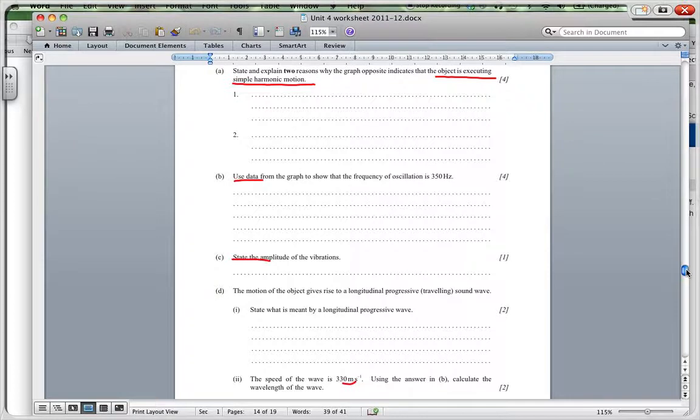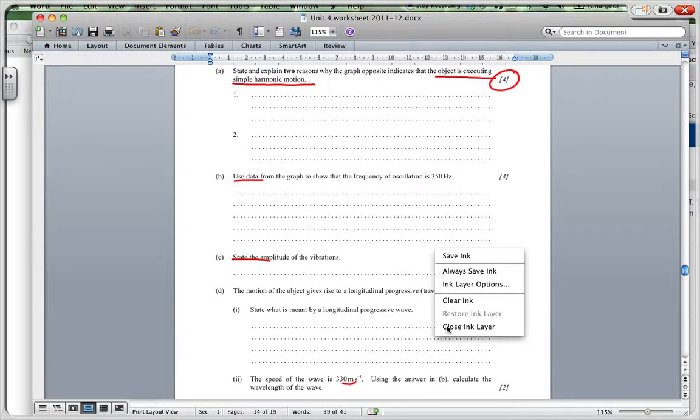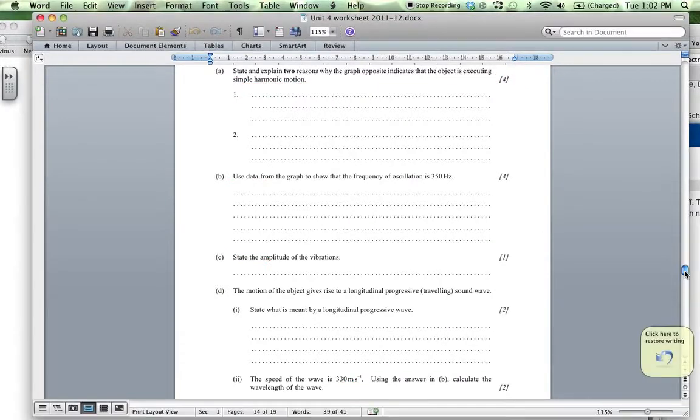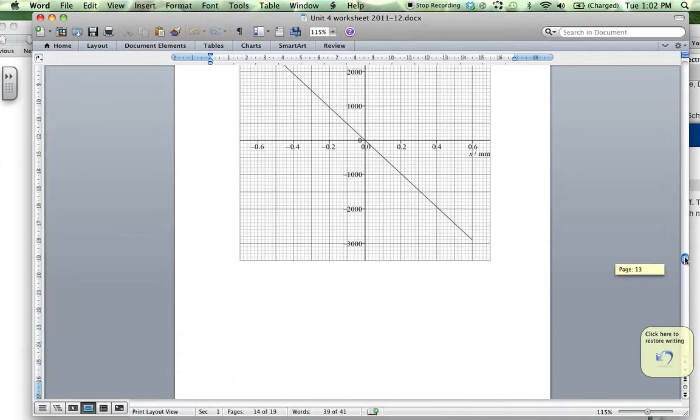Okay, let's just answer this question over here. Two reasons why the graph opposite indicates that an object is executing simple harmonic motion. Now you've got 4 points here. So for each one, there's two reasons here, and for each one you're going to need to put an extra point, a relevant point, to make sure you get all the marks for this. So let's go back to our graph.